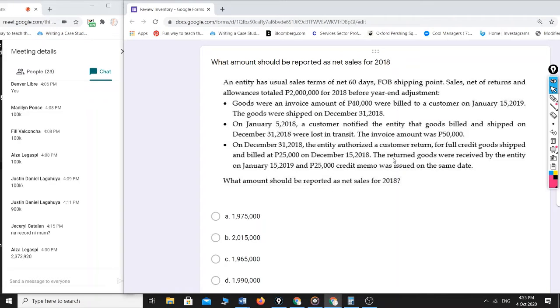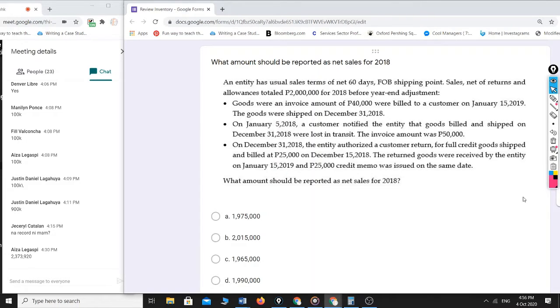Third item, the entity authorized a customer return for full credit goods shipped. So, nag-authorize na siya og goods return. So, nana siya sales return. So, this is what we refer sales return, 25,000. Though the goods were received pagka January na, but since it was authorized, gidawat dyan sa company on December 31, so, you should consider this one as a sales return of the year 2018.